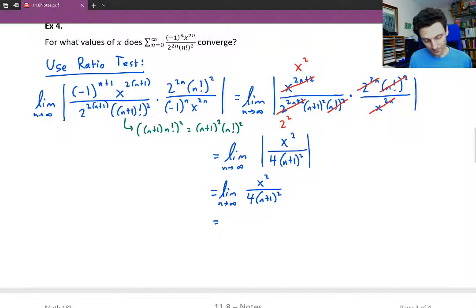And this limit, no matter what value of x you put in here, is going to go to 0. Because as soon as x is fixed with some value, the bottom of the fraction is going to blow up to infinity as n approaches infinity, and overall the fraction will be dragged down to 0. So this limit is equal to 0 no matter what x is.